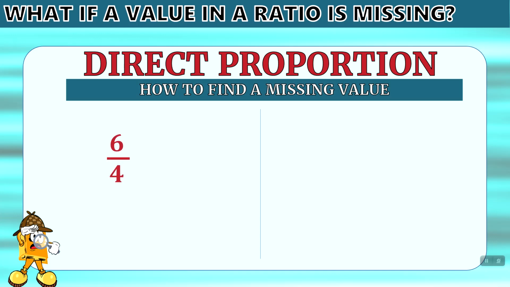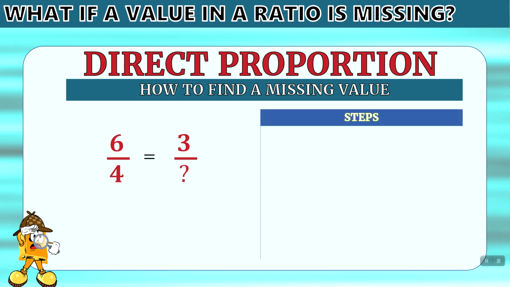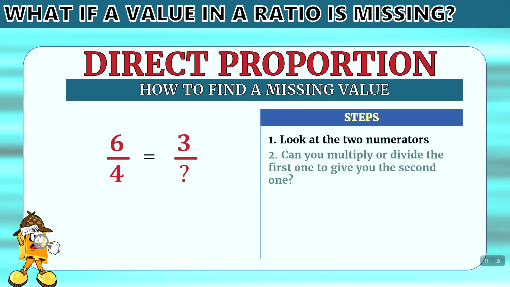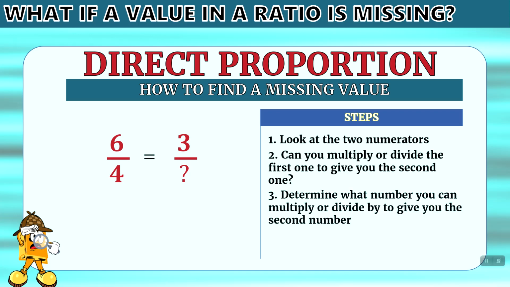If we had 6 over 4 is equal to 3 over what? What number would be where the question mark is? Again, let's go over the steps, look at the two numerators, and determine, can you multiply or divide the first number to give you the second? What can we do to 6 to give us 3 by multiplying or dividing? And so we determine what number that is, and we know that 6 divided by 2 is 3.